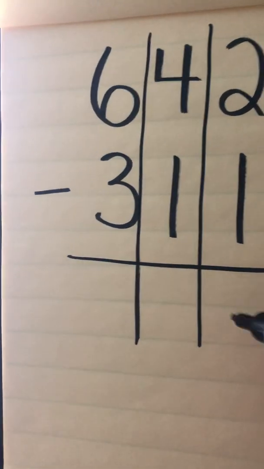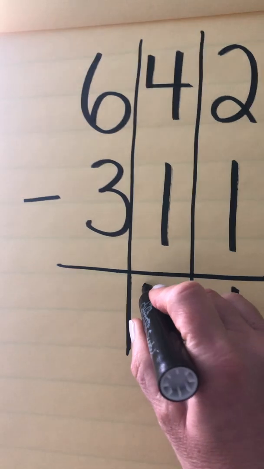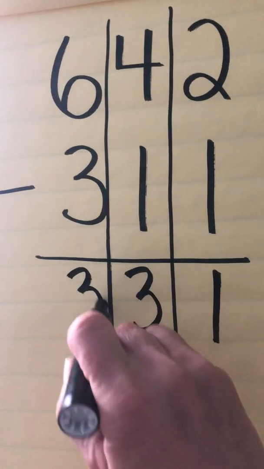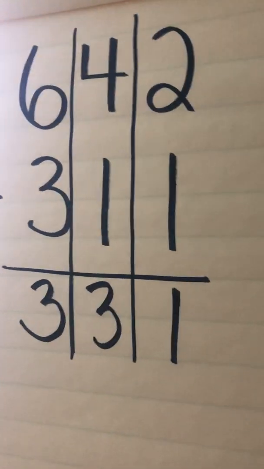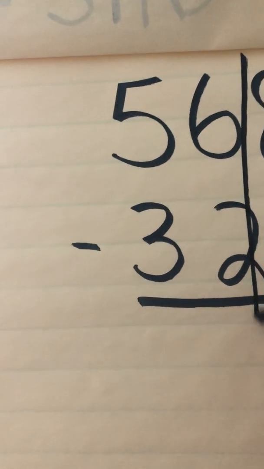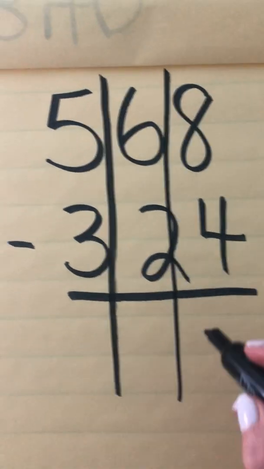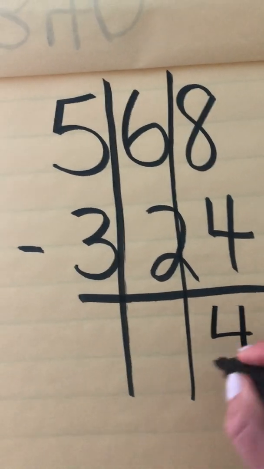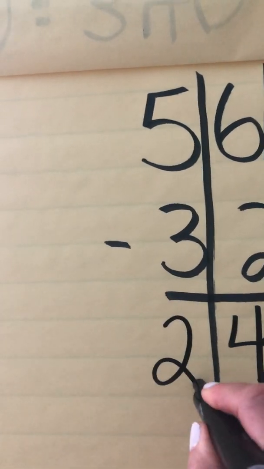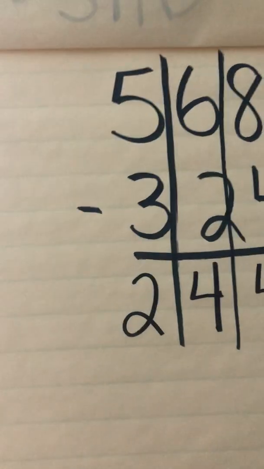2 minus 1 is 1, and 4 minus 1 is 3, and 6 minus 3 is 3. So our difference is 331. Let's take a look at this next one. Again, think of, oops, I just crossed out the 2. Think about having those 3 columns. 8 minus 4 is 4, 6 minus 2 is 4, and 5 minus 3 is 2. Okay? So that's how you would do it if you were using a pencil and paper.